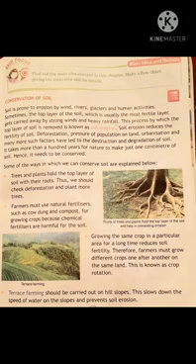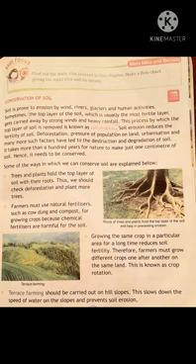Next, terrace farming should be carried out on hill slopes. Terrace farming should be carried out at which place? Yes, hill slopes. Terrace farming helps to slow down the speed of water, so it prevents soil erosion. Once again, students, terrace farming should be carried out on hill slopes. Terrace farming helps to slow down the speed of water on the slopes, so it prevents soil erosion.